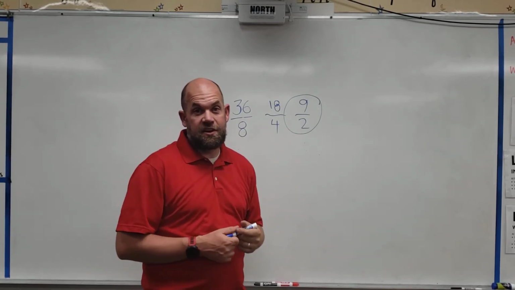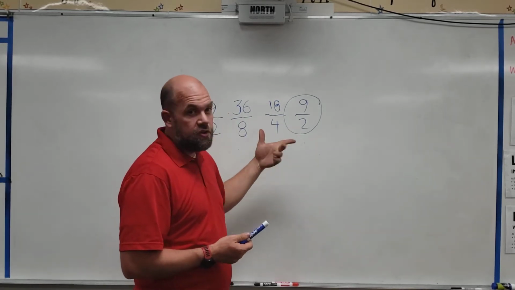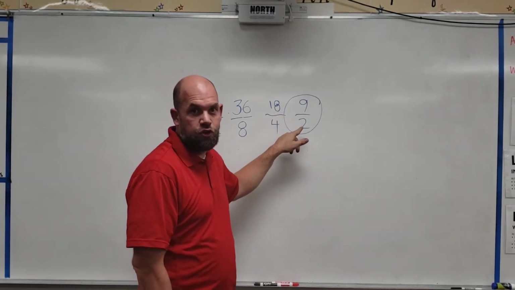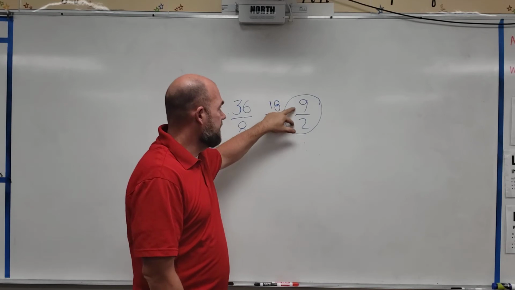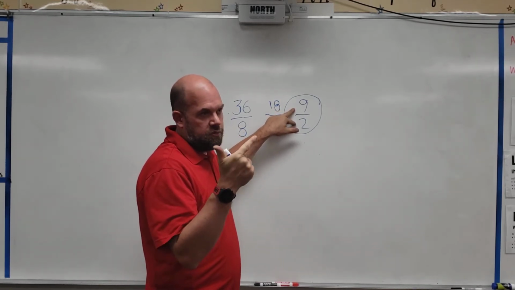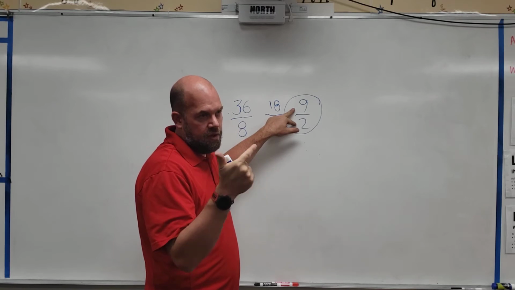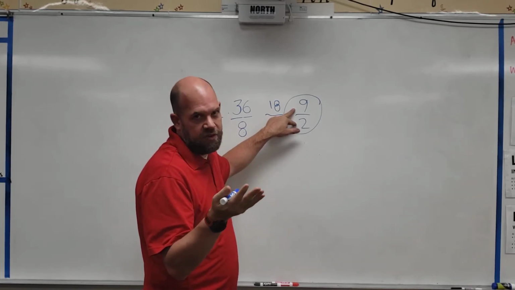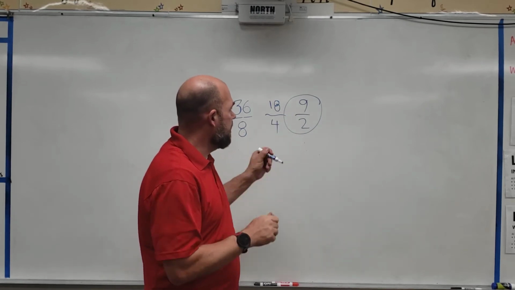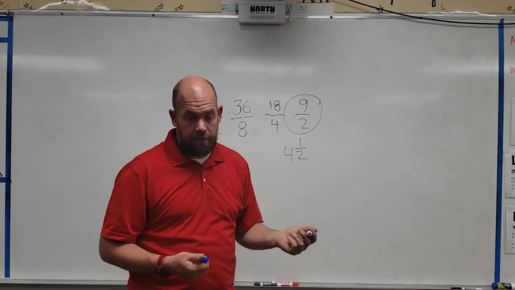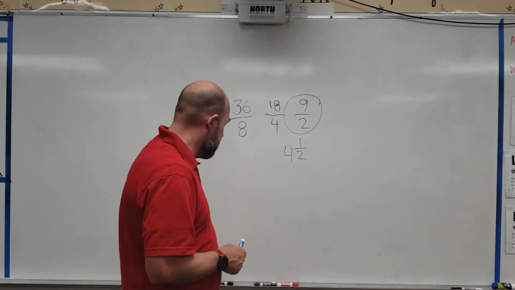Now we need to change that to a mixed number. Now one way you can turn that into a mixed number is simply count how many times I would have 2 over 2 in this number. So 2 over 2 one time would be 2, 2 times would be 4/2, 3 times would be 6, 4 times would be 8/2, and then after that it goes to 10. So we know it's going to be 4 with 1 left over, which would be 4 and 1/2. So that's one way you can change it to a mixed number.